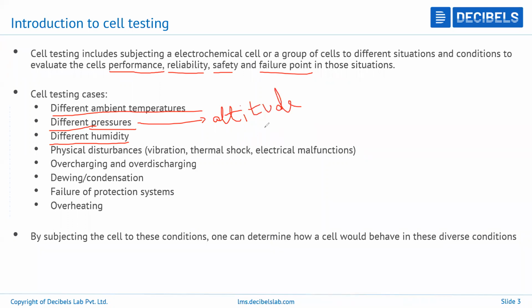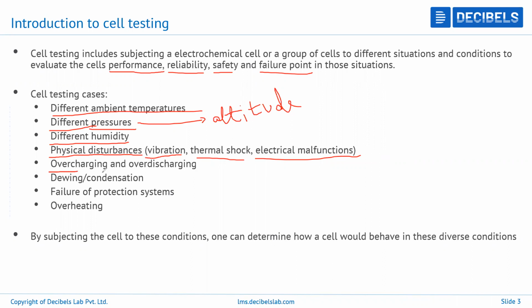Okay, so even here your moisture content comes into the picture, which is given by different humidity. So your battery packs could face different water content in the environment, right? It could also face physical disturbances such as vibration, impact, thermal shock, cracking, damages, denting, and electrical malfunctions such as short circuit, overcurrent, over voltage. It could face all of this, right?